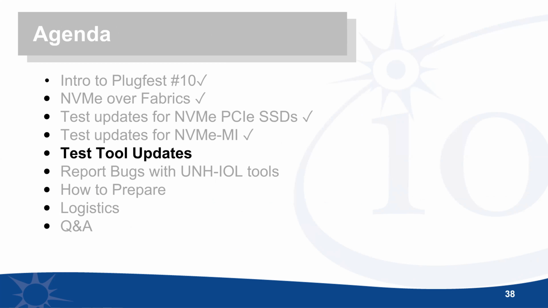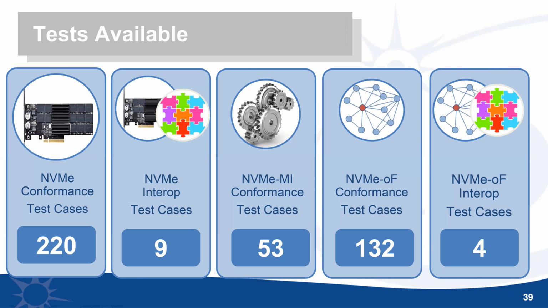And one last item I'd like to talk to you about is the test tools that we use to perform all this testing. As you can see from this particular slide, we have a number of test cases for each of these different kinds of interop and conformance test suites. The NVMe over PCIe has 220 conformance, 9 interop tests. The MI, which only has conformance, no interop, has 53. And then the NVMe-oF, whether it be RoCE, fiber channel, or even TCP coming up, these are the number of tests that you have within that.